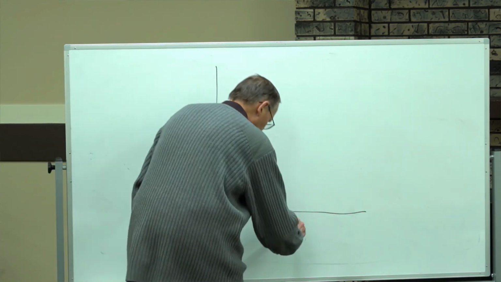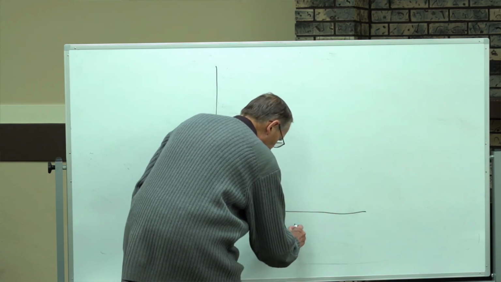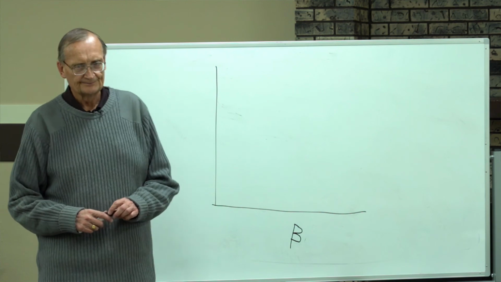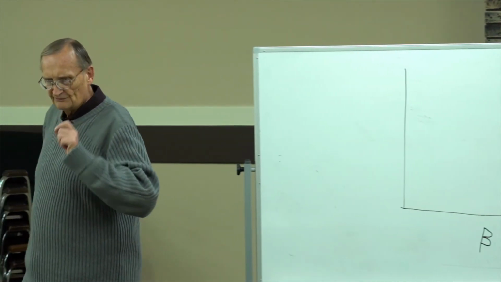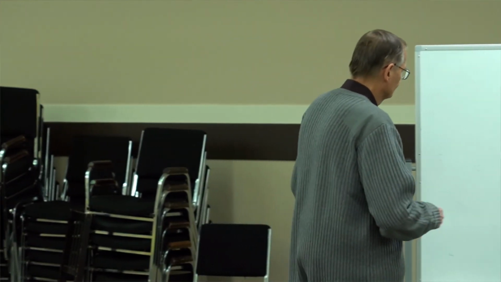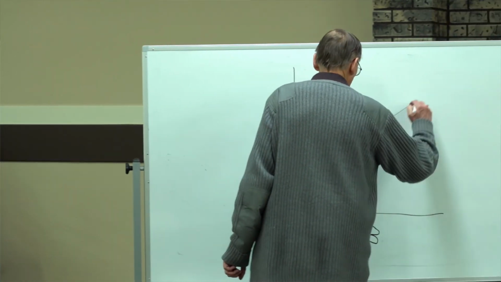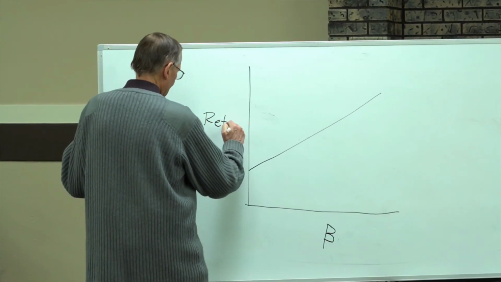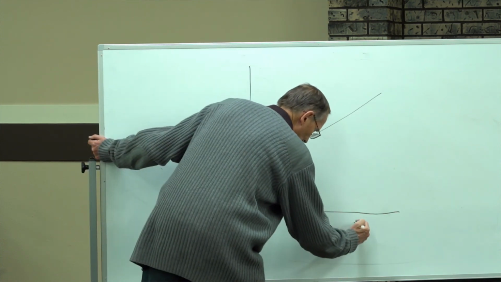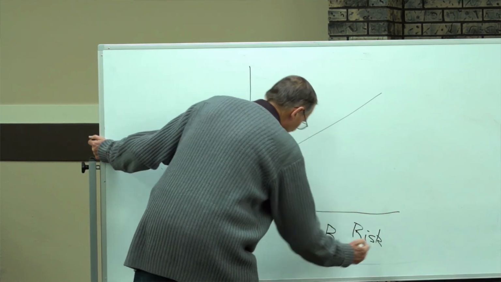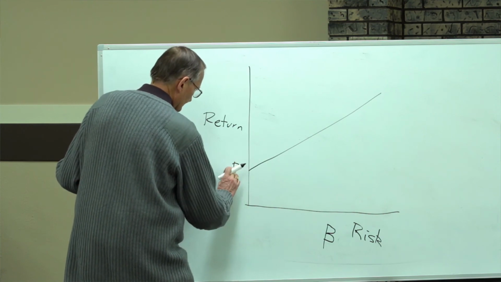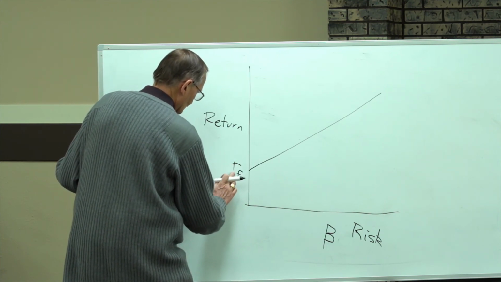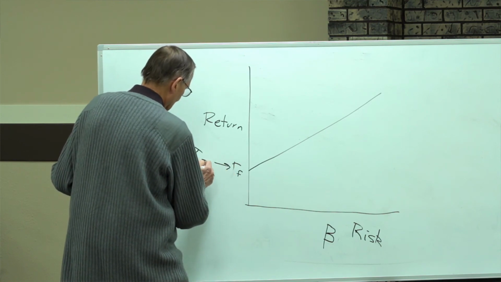Now I'm putting in here something called beta, which is after the Greek letter beta. What's beta? How something varies with the stock market. How something varies with the overall rate of return of the stock market, that index portfolio. Here's a line, here's return. Beta represents risk. Here's the risk-free asset. You know that asset is what? The T-bill rate.